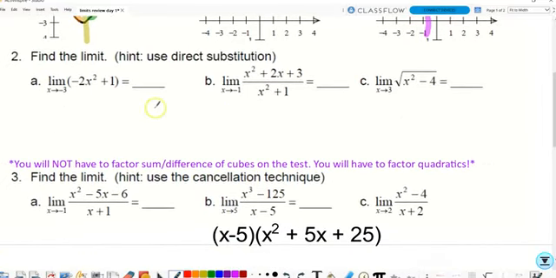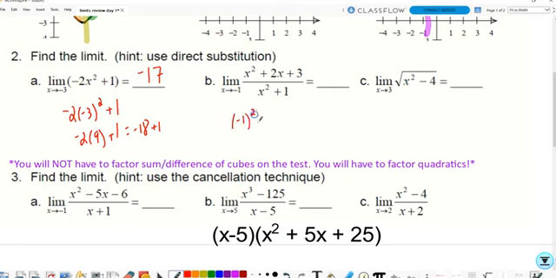Find the limit. So this hint of use direct substitution, that will not be on the test. I know to use direct substitution if I can plug in the approaching value and get a number that's not undefined, not square rooting a negative, not dividing by 0. So if I take -3 in for x, that's -2 times 9, which is -18 plus 1. So this limit is -17.